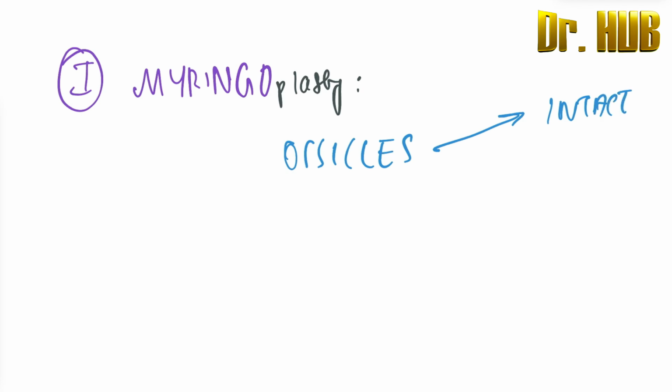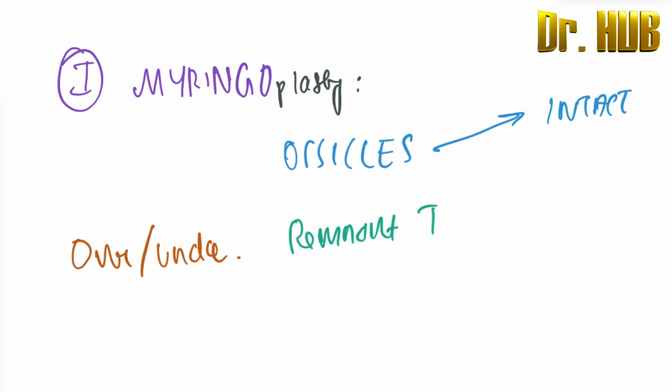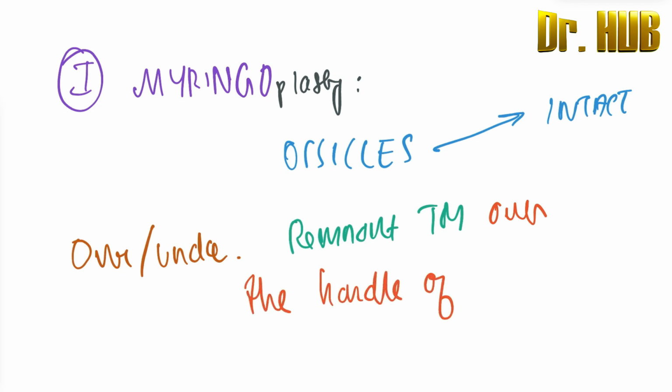Next, what is the procedure? The graft is placed over and under the remnant TM. TM stands for the tympanic membrane. And it is placed over the handle of the malleus.